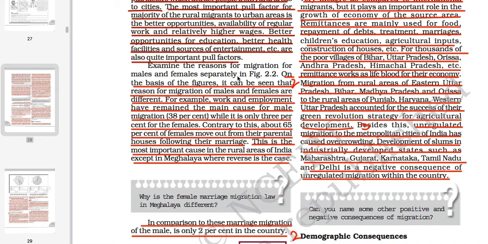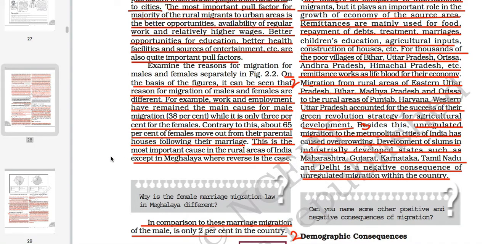We examine the reasons for migration of males and females separately. In these two pie diagrams, we discuss what the reasons are for the migration of males and females. On the basis of the figure, the reasons for migration of males and females are different. For example, work and employment are the main cause for male migration: 38% of males migrate for work or employment, while only 3% of females do. But on the other hand, 65% of females move out from their parental house following their marriage.